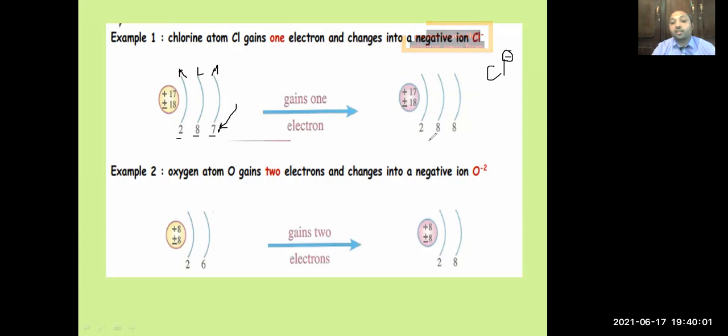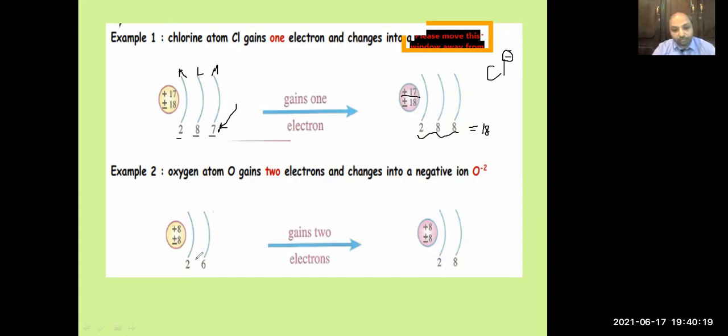Let's compare between the number of electrons and the number of protons inside the nucleus. Here the number of electrons equals 18, but the number of protons is 17. So the number of electrons is more than the number of protons inside the nucleus. Let's see another example.